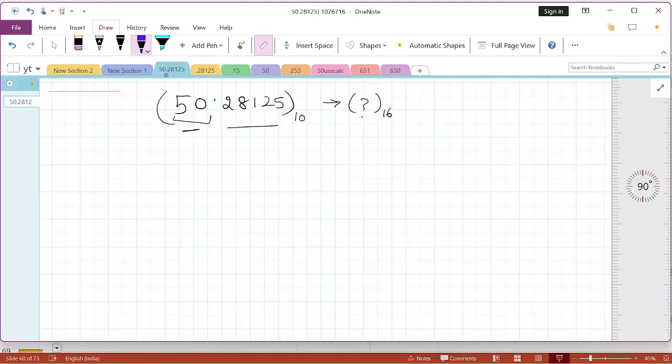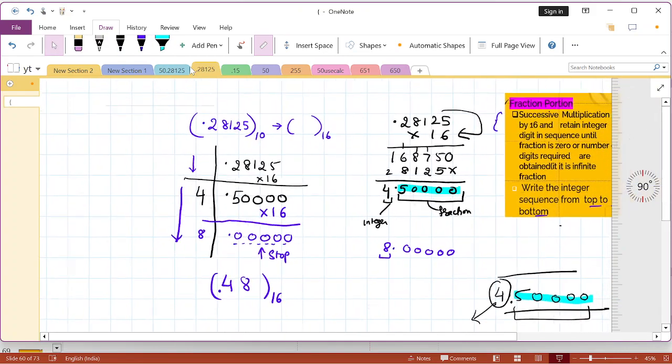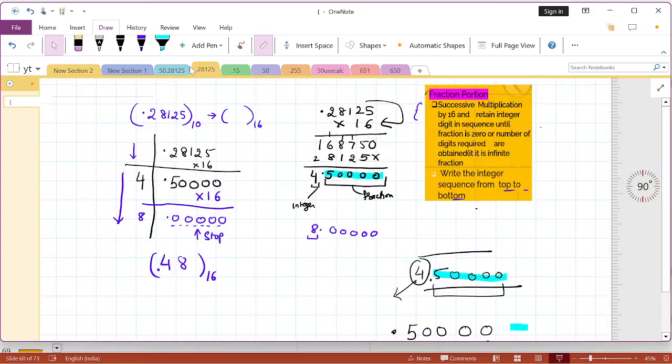Now in this example, if you see here, we have 0.28125, and by following that method, I get 0.48, right? So now you can understand the rule. Successive multiplication by 16: we first multiplied the original number with 16. We split that number, took out that integer sequence on a side, and we are going to multiply that fractional portion again with 16. That is why it is successive multiplication.